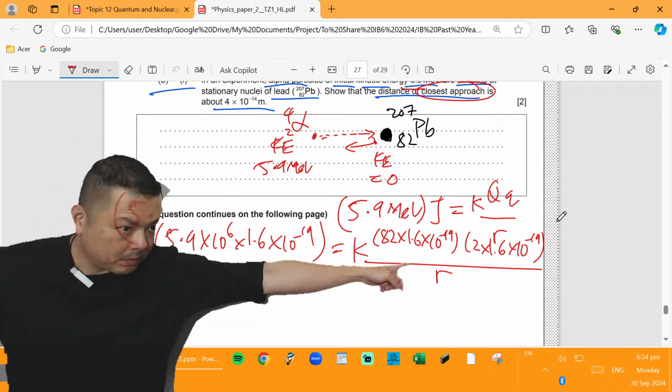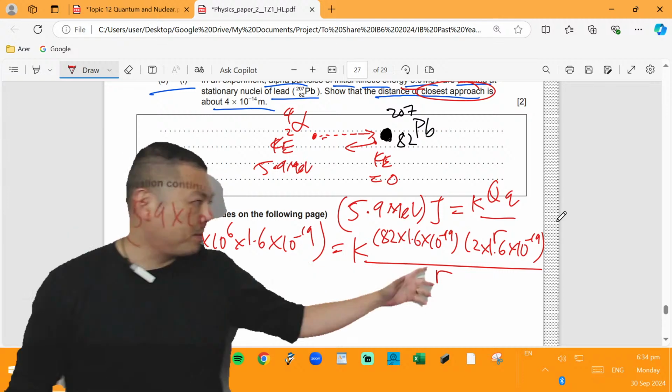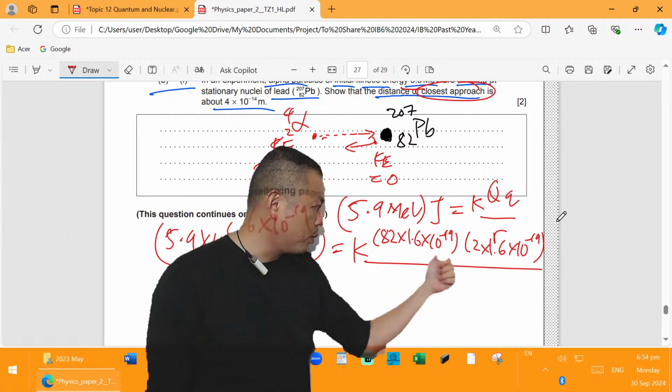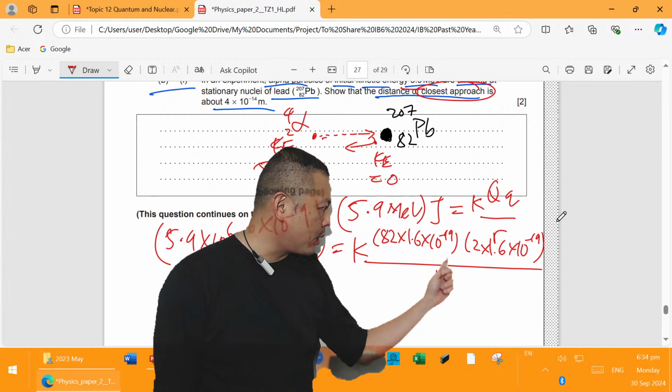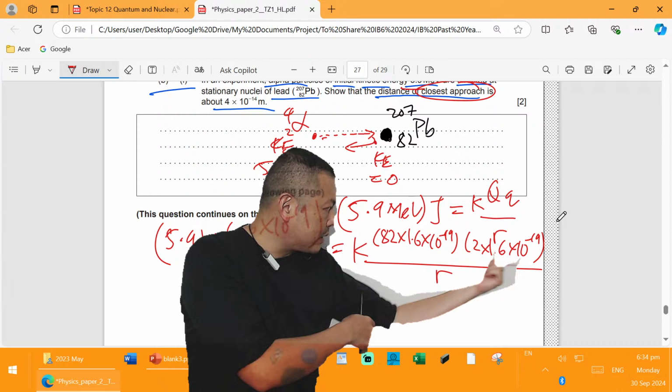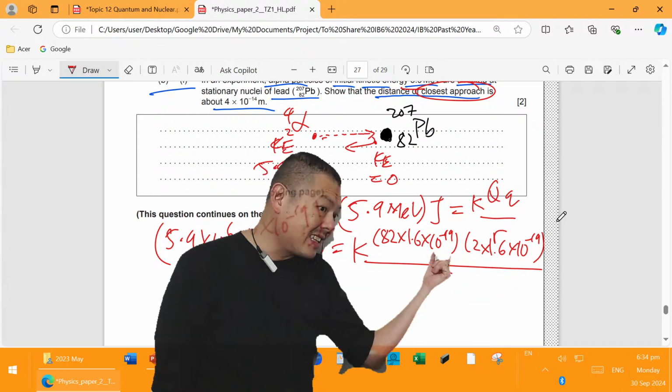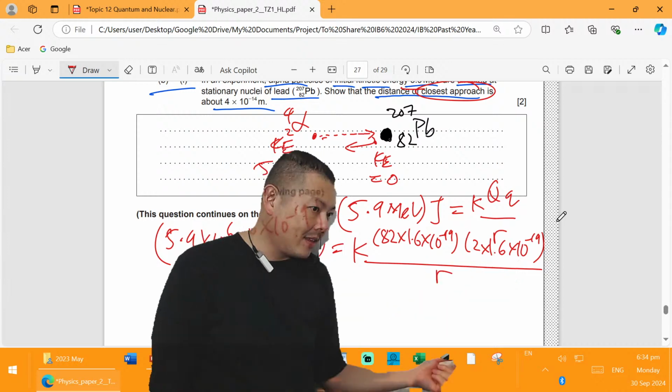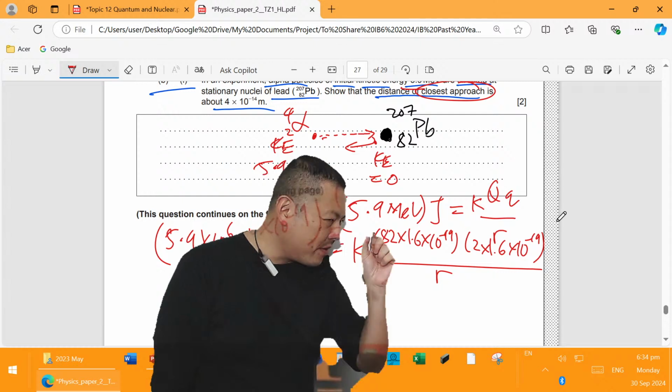I see a lot of people do this: 82 plus 2, then they times 1.6. They only multiply this term one time. Do you realize that you multiply 2 times, so this number becomes very small? Because it's like 10 to the power minus 19 squared. The total value here becomes very small.